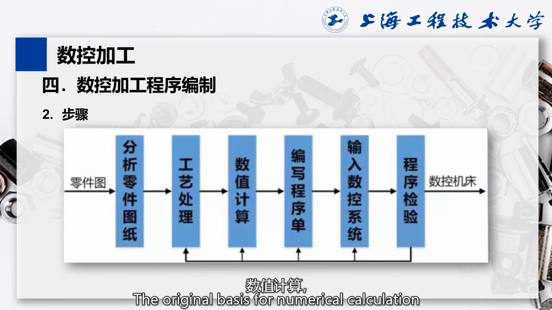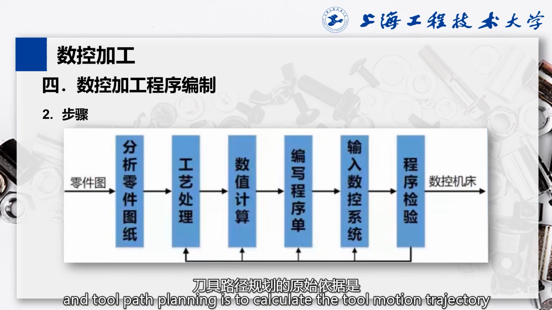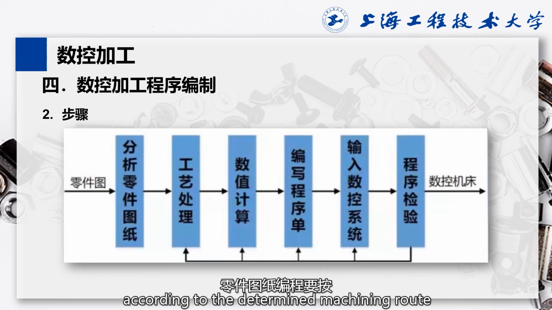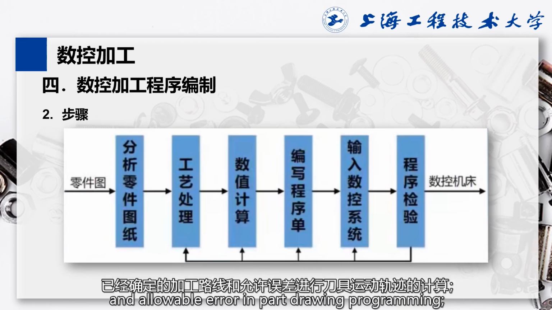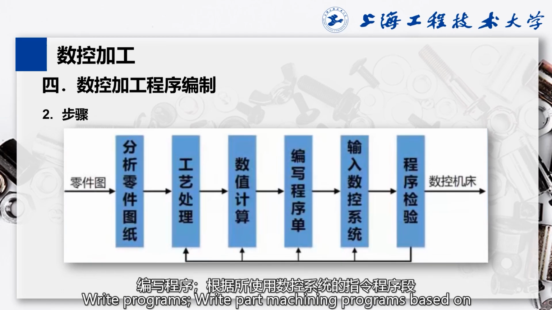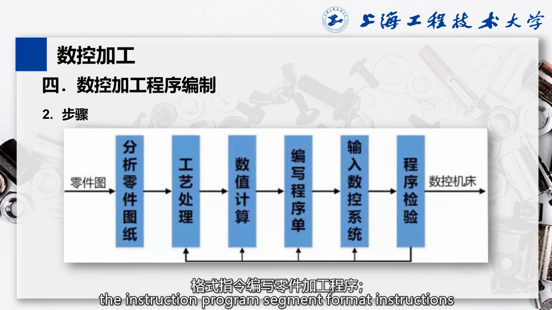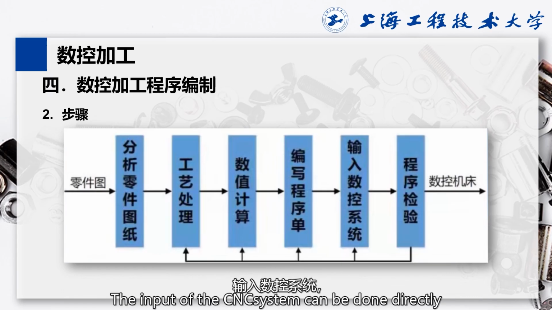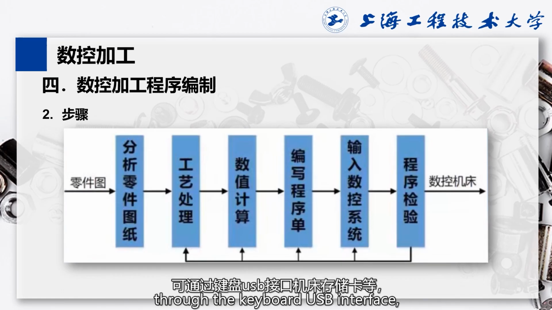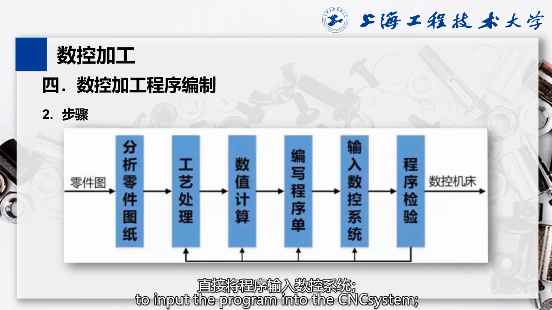Numerical calculation is the basis for tool path planning: calculate the tool motion trajectory according to the determined machining route and allowable error in part programming. Write programs. Write part machining programs based on the instruction and program segment format of the CNC system being used. The input of the CNC system can be done directly through the keyboard, USB interface, machine tool memory card, etc., to input the program into the CNC system.